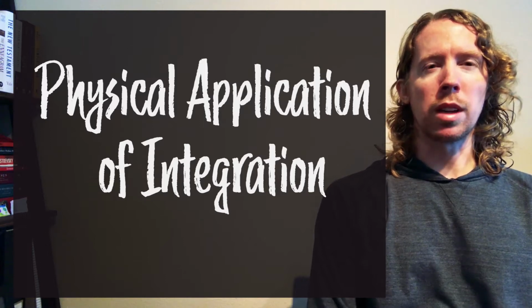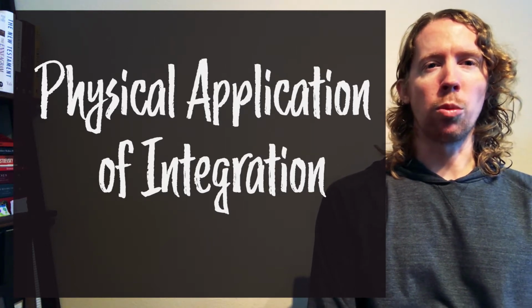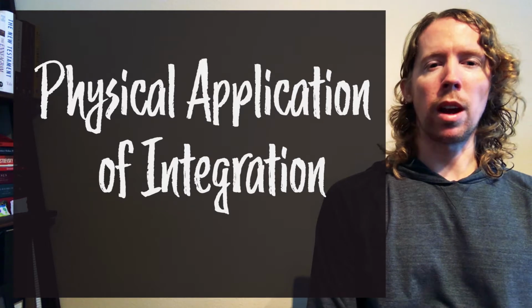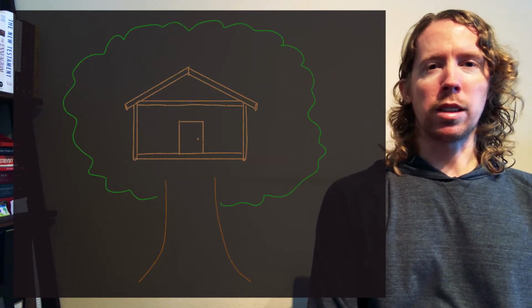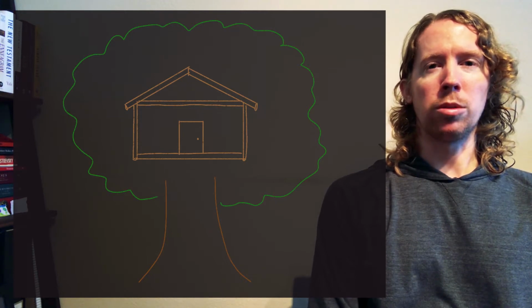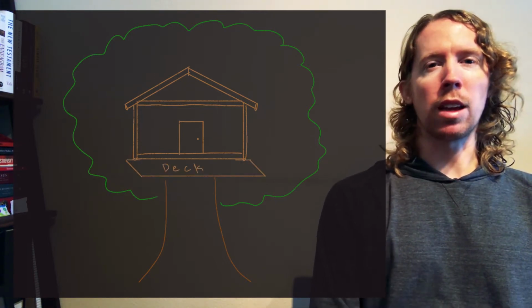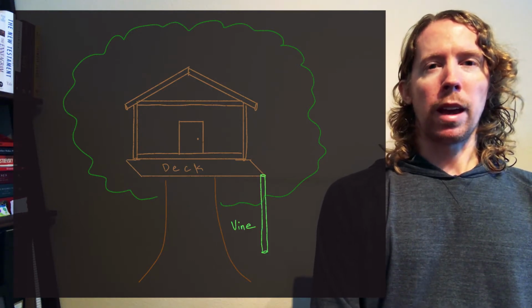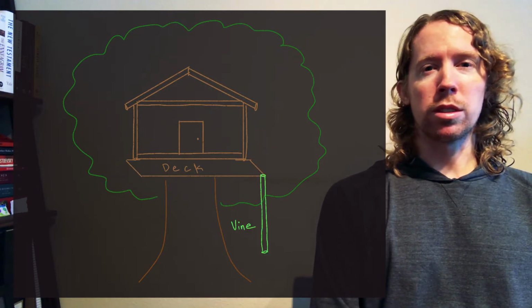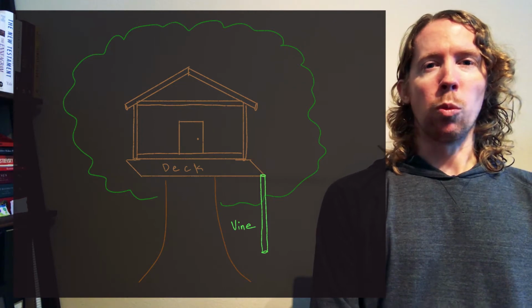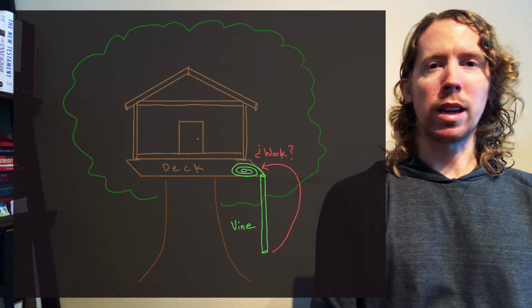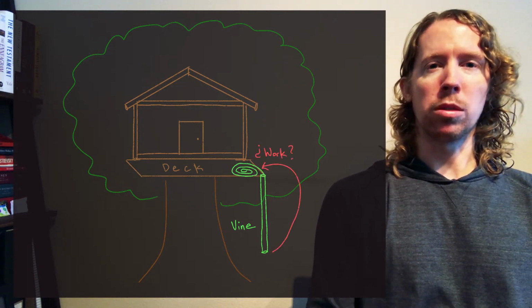This is a nice simple example of how you can use integration to work on a physical problem, a physical application. So let's say that we've got a tree house and it's got this nice patio deck. And let's say we've got a nice thick jungle vine hanging from that deck. And for purposes of efficiency and future planning, we want to know how much work does it take to pull that vine up to the deck.